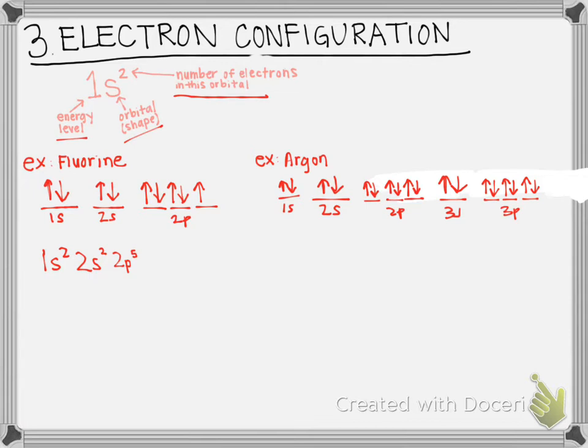If we look at argon, again you start at the beginning, so you've got 1s, and you've got 2 arrows, so 1s2, 2s2, 2p, you've got 6 electrons, or 6 arrows, then you've got 3s2, and 3p6. So your electron configuration for argon would be 1s2, 2s2, 2p6, 3s2, 3p6.